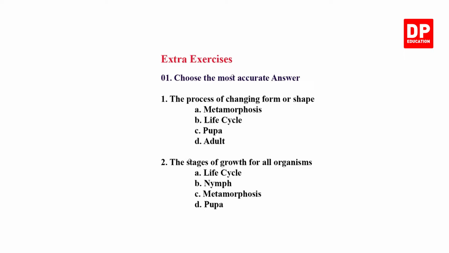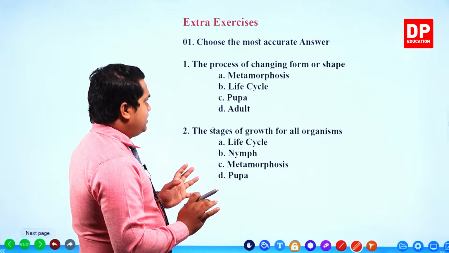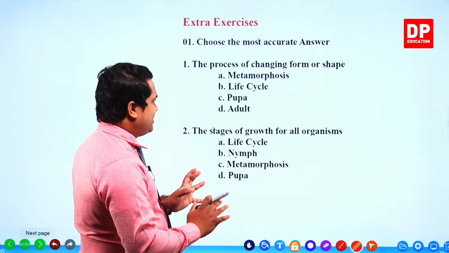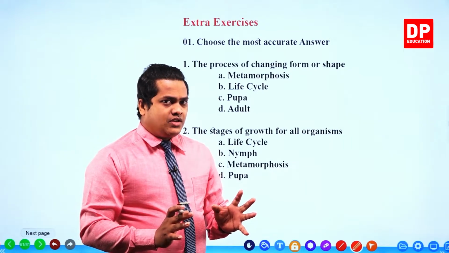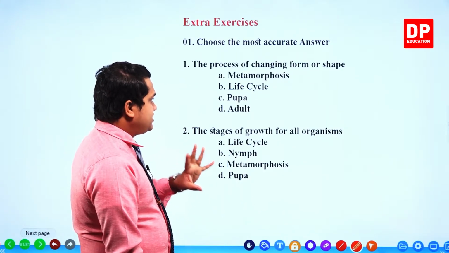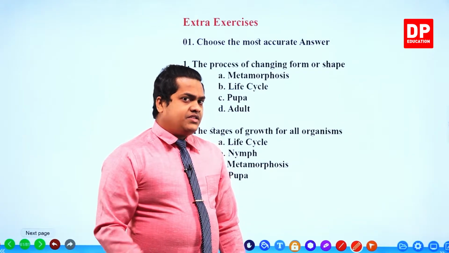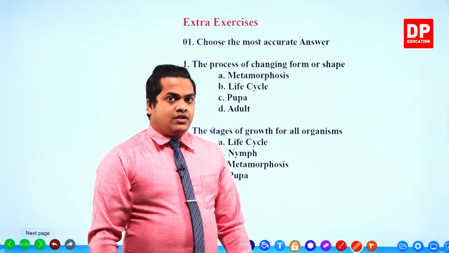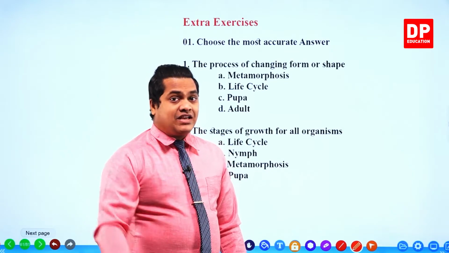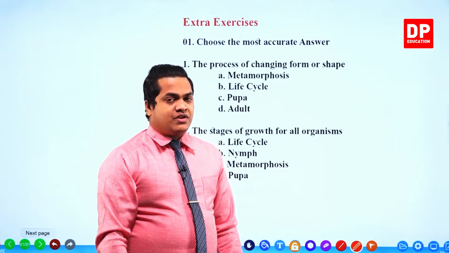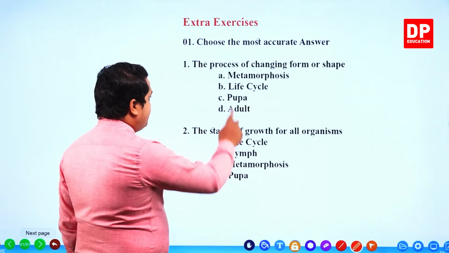Now, in here, two answers are given which are similar. What are the answers? Life cycle and metamorphosis. We know that pupa and adult are the stages of life cycles. So the answer should be either metamorphosis or life cycle. Let's see once again. Process of changing form or shape. If the form or the shape is getting changed, my dear children, that is referred to as metamorphosis.